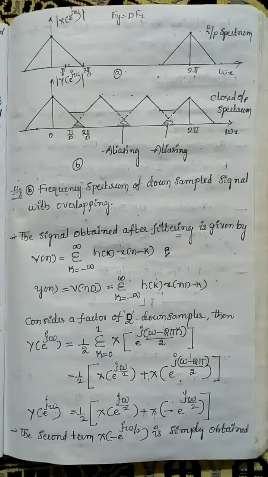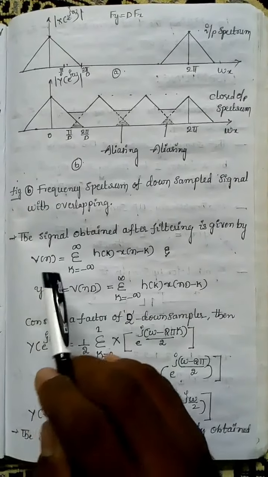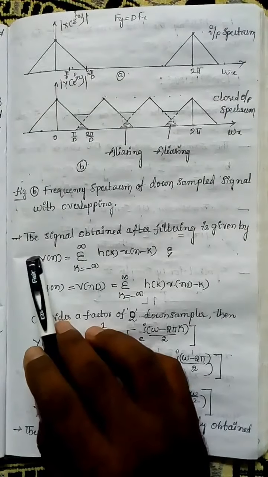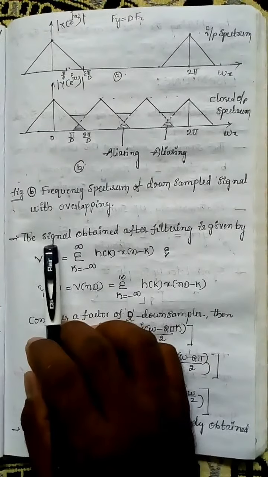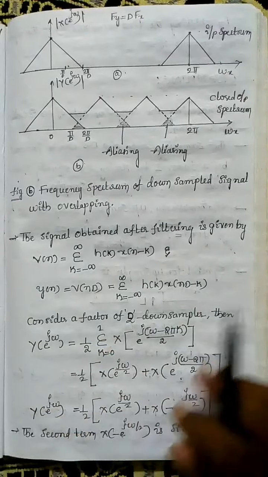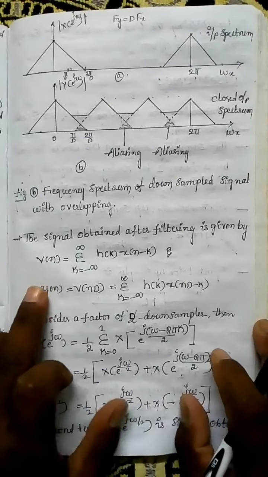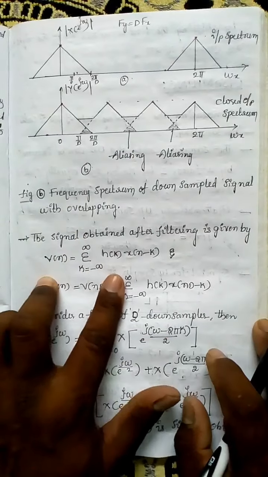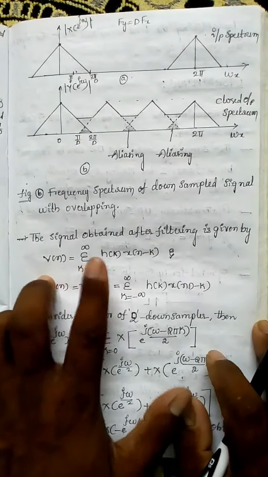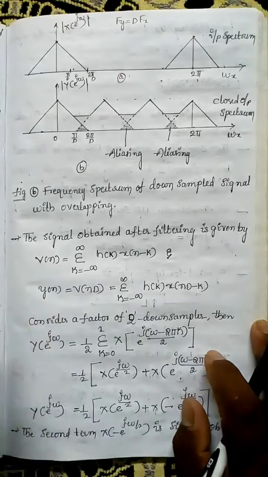That is upsampling. I think yesterday the video stopped here, so I'm starting from here. The signal obtained after filtering is given by v of n is equal to summation k equal to minus infinity to infinity h of k x of n minus k. This is the signal obtained after filtering.